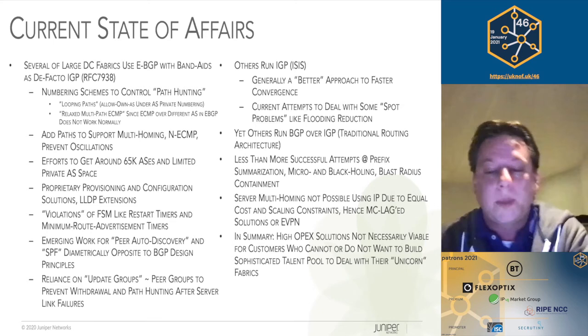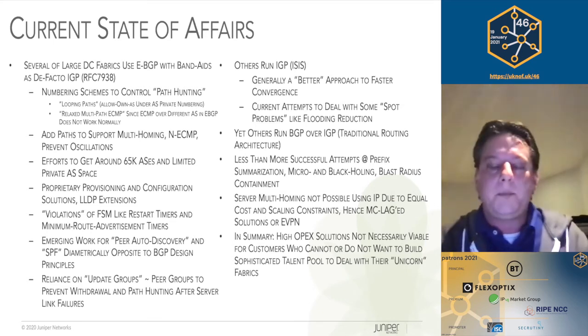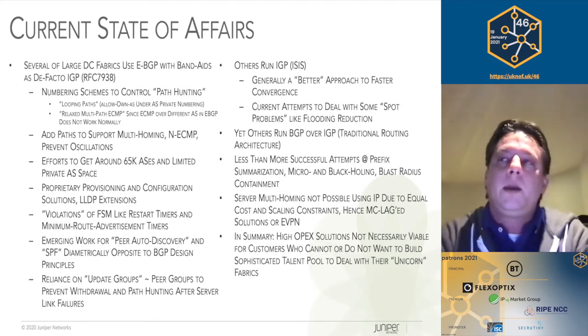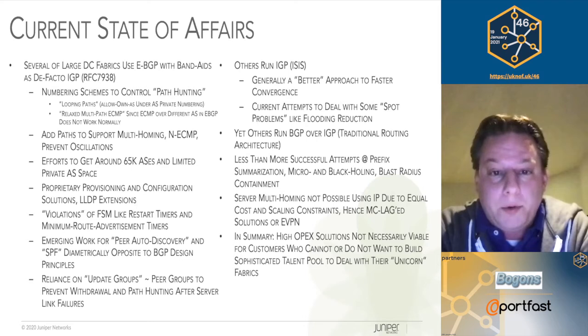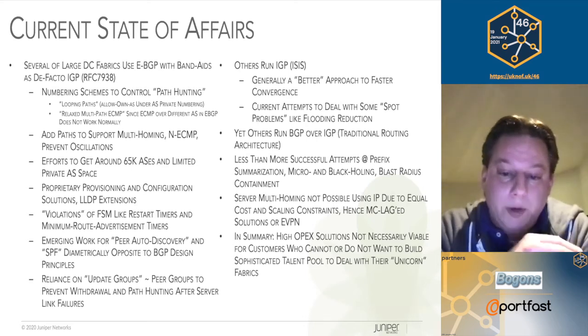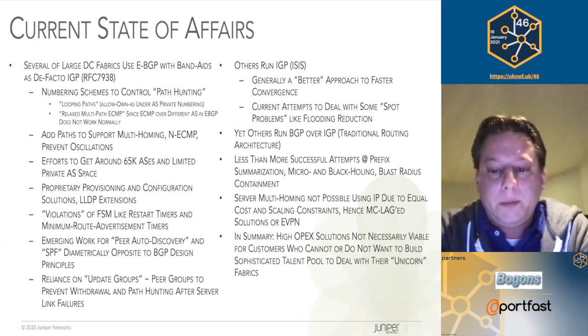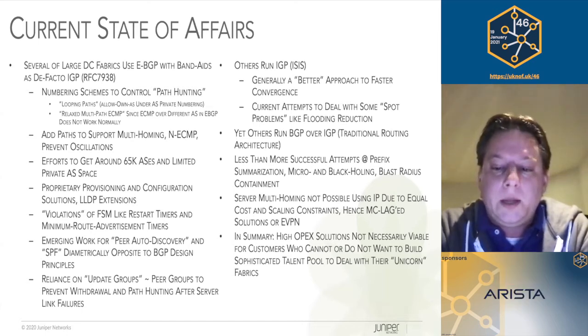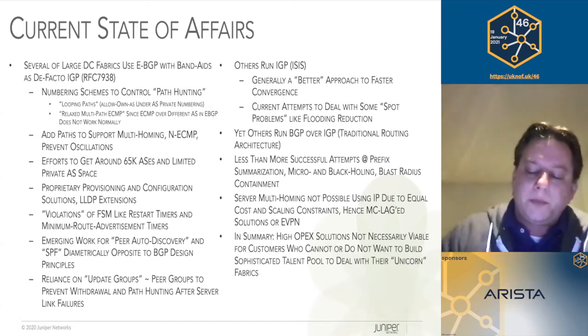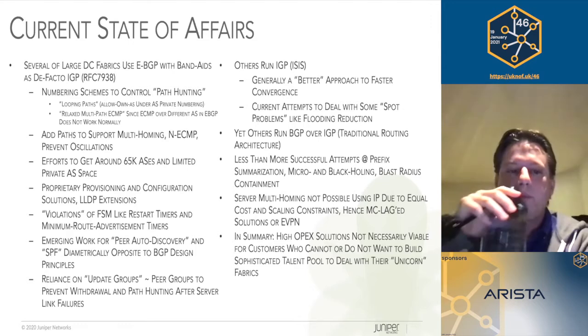Obviously, ISIS wasn't really meant to also provide routing on the host solutions where you make your server part of the fabric in order to facilitate multi-homing, for example. So it's not really the answer yet.